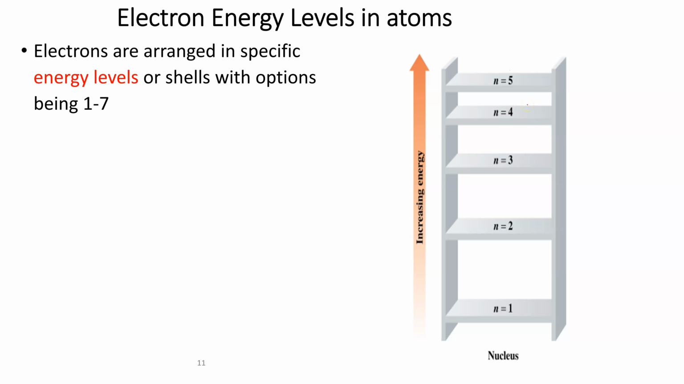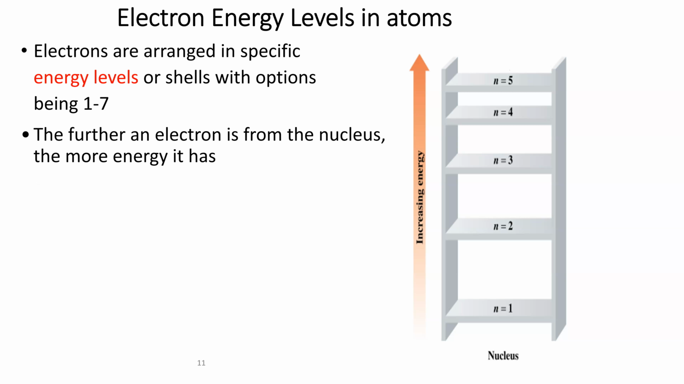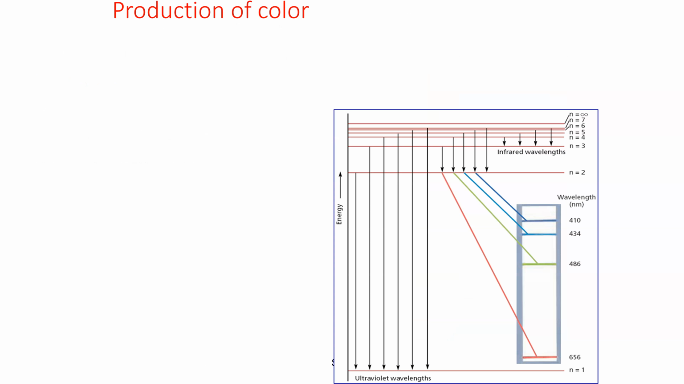There's 7 possible energy levels because there's 7 periods in the periodic table. Based on what we've discovered, theoretically, you could have an infinite number of shells, but for our purposes, 7 is the limit. The further the electron is from the nucleus, the more energy it has. So an electron in the 5th shell has more energy than an electron in the 2nd or 3rd shell, for example.